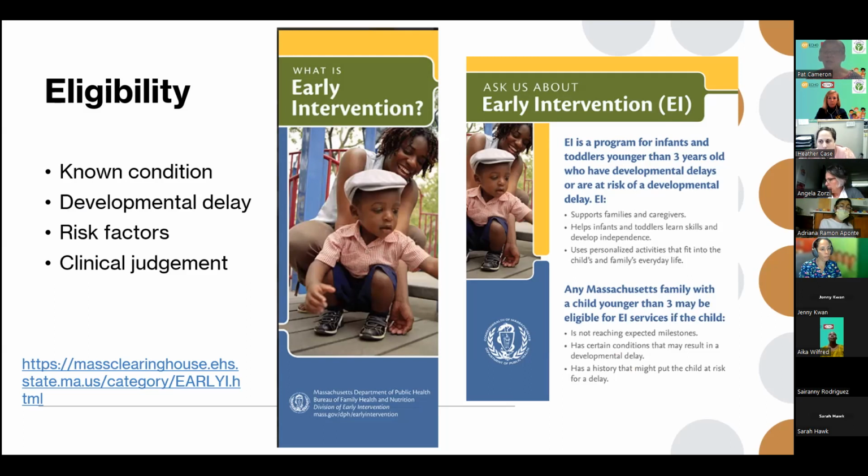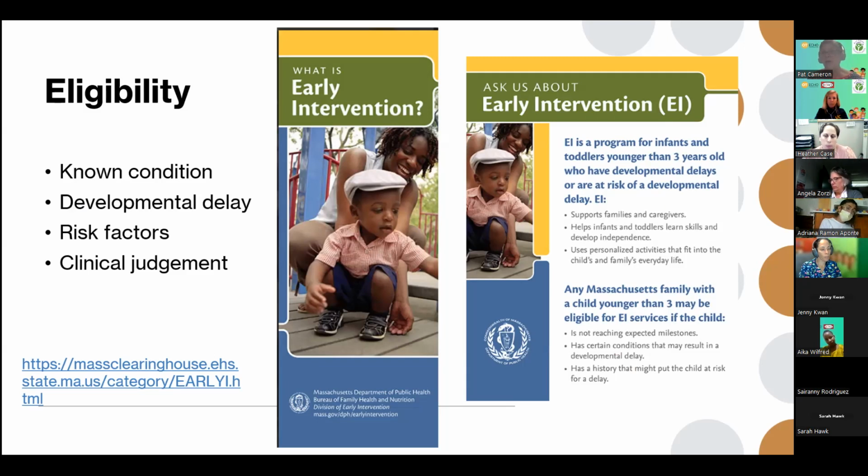And then there's this criteria called clinical judgment. That's up to the individual early intervention specialist who does the assessment. The child may score well, but they still have, in their best clinical judgment, a suspicion that this child ought to be eligible. And so eligibility for early intervention is based on these criteria.